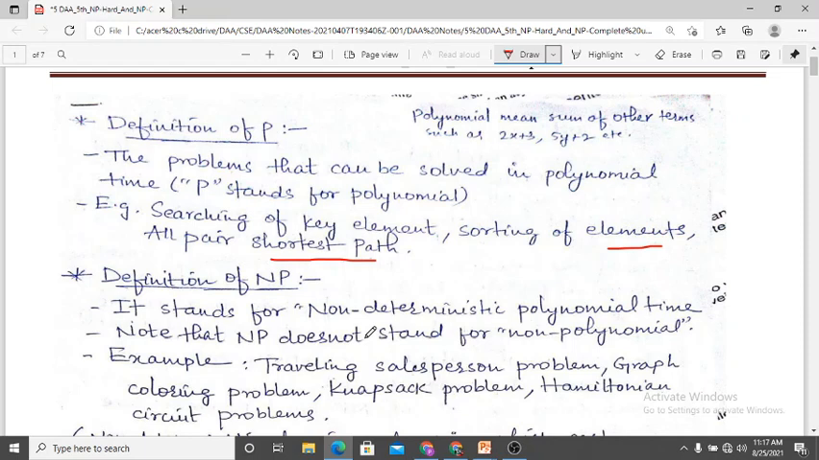So the examples of polynomial are the 0/1 knapsack problem, all pair shortest path problem, searching of keys, sorting. Whatever you have learned till now, all of that comes under polynomial.